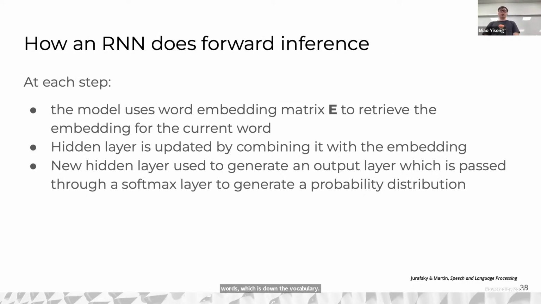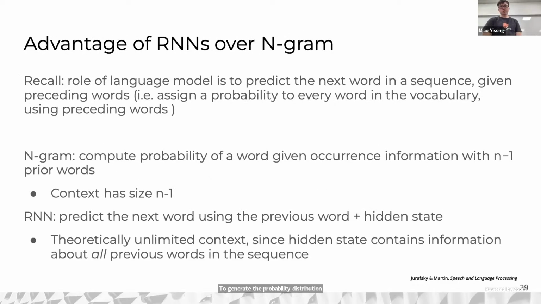So at each step, you will use the word embedding matrix to retrieve the embedding for the current word. Then you update the hidden layer, and the new hidden layer, which you use to generate the output layer, is then passed through softmax to generate the probability distribution output, as we've seen previously. So again, we reiterate that the role of the language model is to predict the next word in the sequence given preceding words.